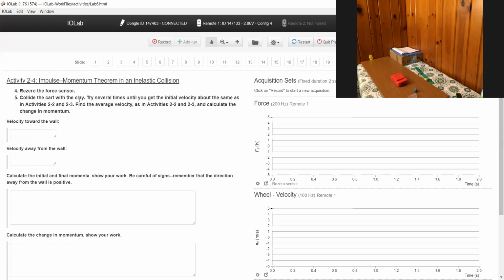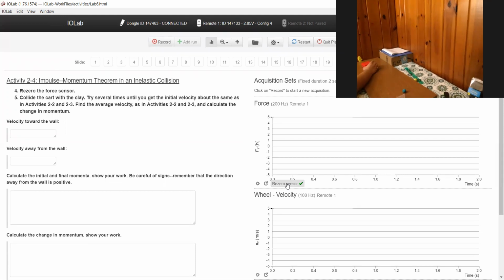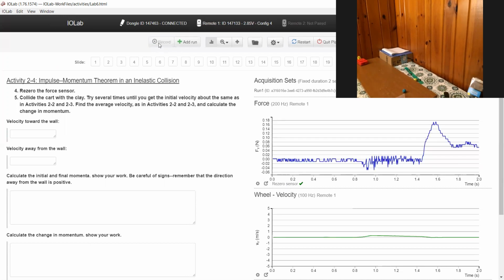Reset the force sensor, and collide the cart with the same initial velocity. So we have to get the initial velocity the same as before. Let's click on the sensor and do the experiment again. Make sure you don't hit other things. I'll just give the general idea of the graph. Click on record, and if I give the push, you see it is stuck there. The thing was, I was trying to say the velocity will be zero.